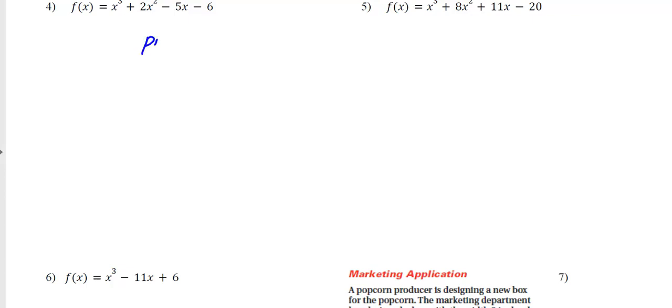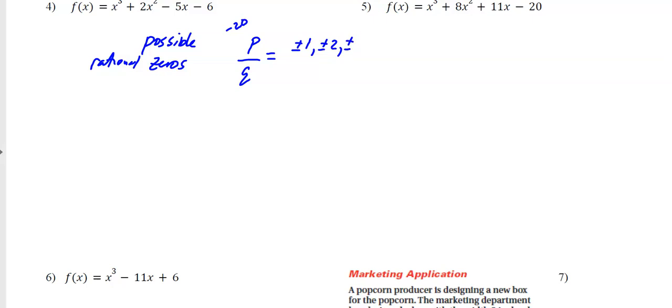So let's list out the possible rational zeros, I should say. So I'm going to do my P over Q, where P is negative 20. So I think we got plus or minus 1, 2 goes in there, 4 goes in there, 5 goes in there, 10 goes in there, and 20 goes in there. Q is just going to be plus or minus 1.